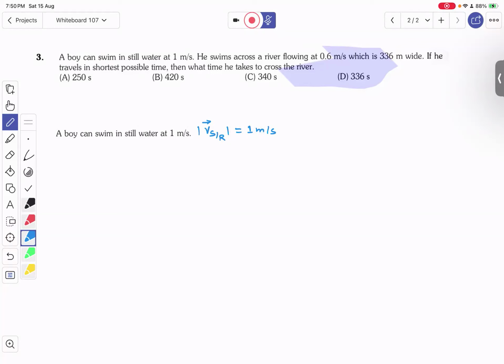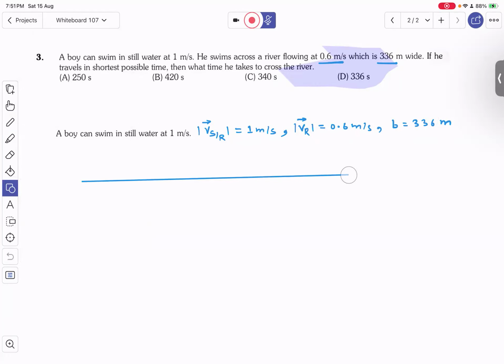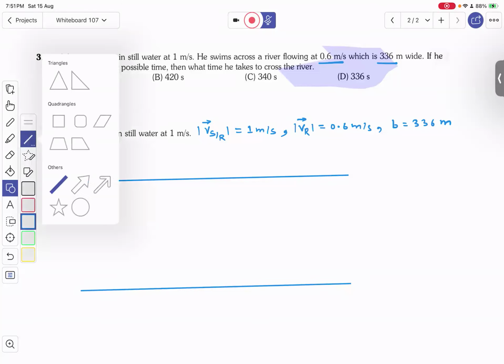Now what else is given is that he swims across a river with a given width, and he wants to cross the river in the shortest possible time. So what else is given is VR, the speed of the river, equal to 0.6 meters per second. Width of the river is 336 meters. And when we want to cross the river in least possible time, what do we do? We keep all our velocity in the y direction only, no? Correct.